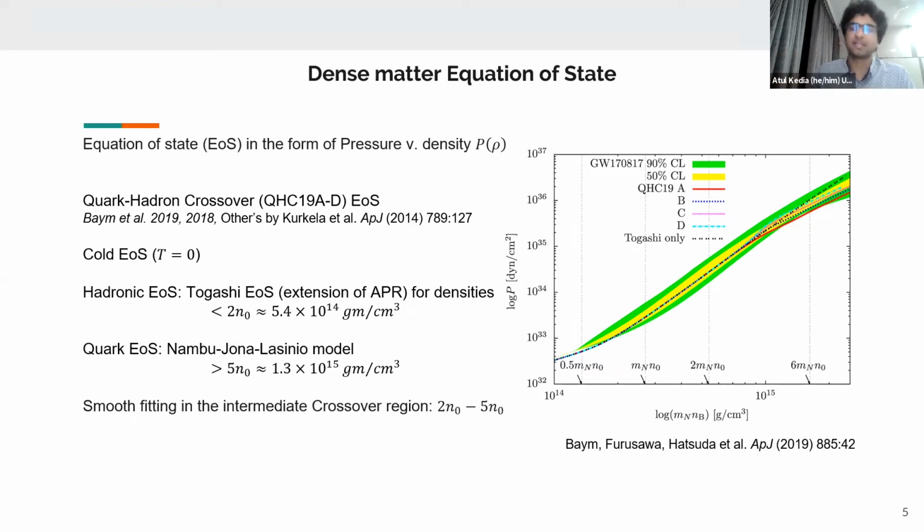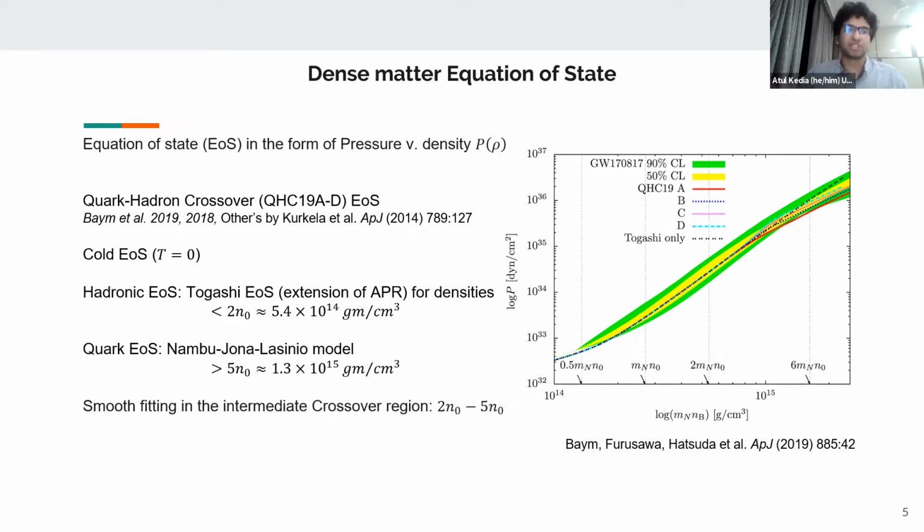However, currently there exist many approximate calculations of the equation of state at these high densities. A couple of them I've listed over here. They're based on perturbative QCD methods by Kurkela et al. and Baym et al. In our work, we focus on the one by Baym et al., which is called the quark hadron crossover, or QHC19, A through D. There are 4 different values, so 4 different equations of state. I'm going to call this QHC19, or simply 19A or 19B from here on.